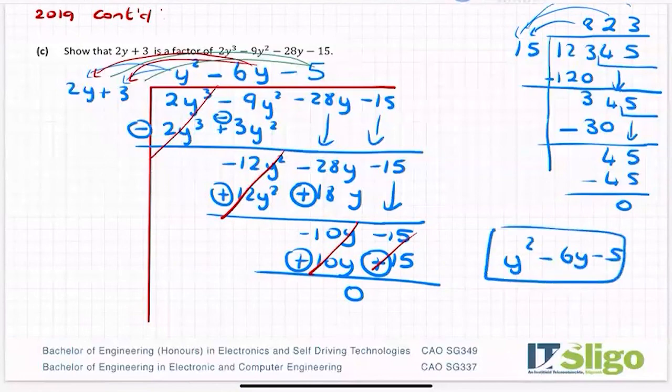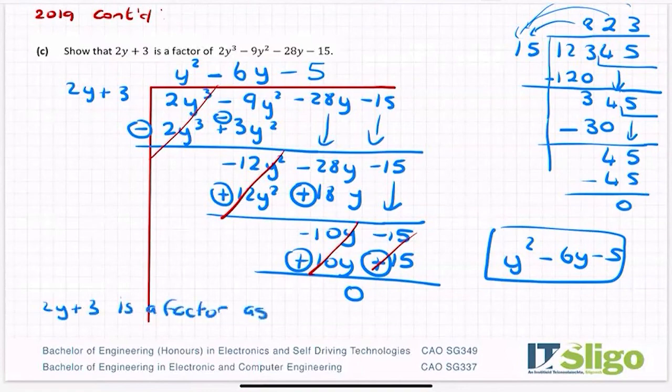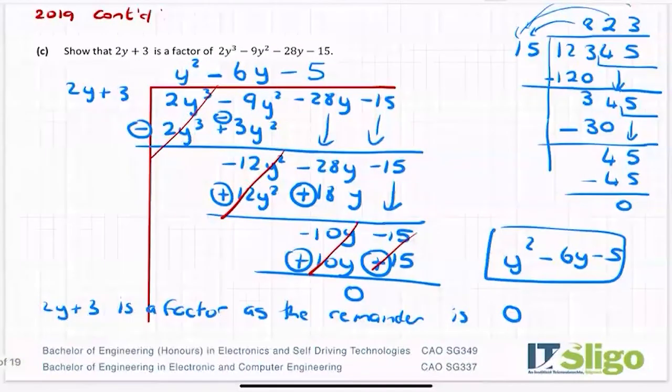The question said, let me just rub out all these little lines now because they're kind of hard to see. Show that 2y plus 3 is a factor. So I would say 2y plus 3 is a factor as the remainder is 0. In other words, if something is a factor, it divides in evenly. So that was the 2019 question, quite long and covered a few bits of algebra.